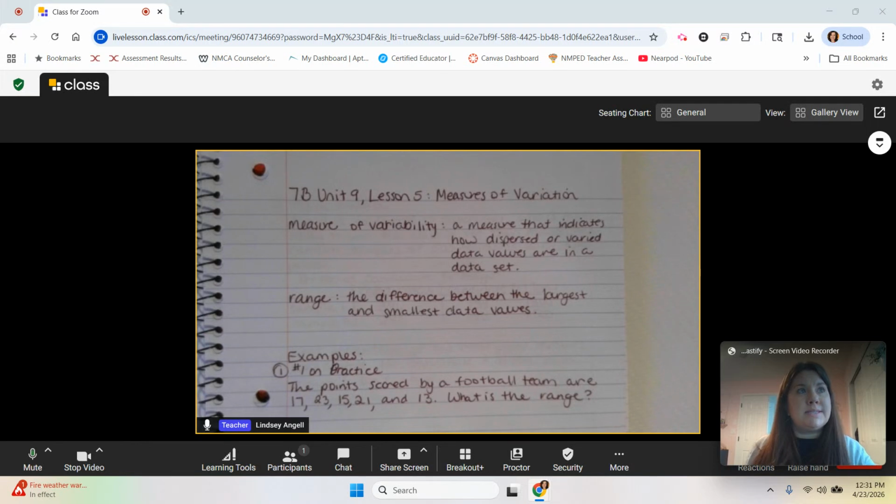With this lesson, we are mostly focused on range, okay? But let's look at a couple definitions. First off, a measure of variability is a measure that indicates how dispersed or varied data values are in a data set. And we're going to base that off of the range, which is the difference between the largest and smallest data values. So difference meaning subtraction. We're going to subtract the smallest value from the largest.